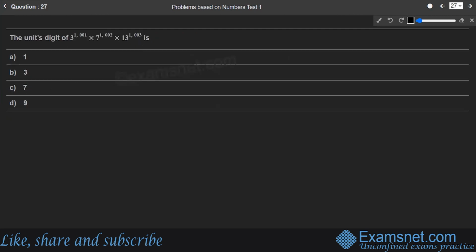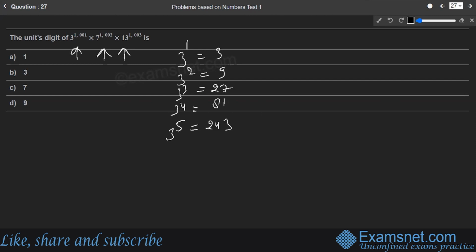Now, the unit digit of 3 to the power 1001 into 7 to the power 1002 into 13 to the power 1003. For doing this question, we need to know the concept of cyclicity. If 3 is raised to power 1, 3 square, 3 cube, 3 power 4 and so on, the numbers we get are 3, 9, 27, 81. Further, the number is 243, and then 729. So we can clearly see a pattern going on, 3, 9, 7, 1, 3, 9, 7, 1. So we can say the cyclicity of 3 is 4.